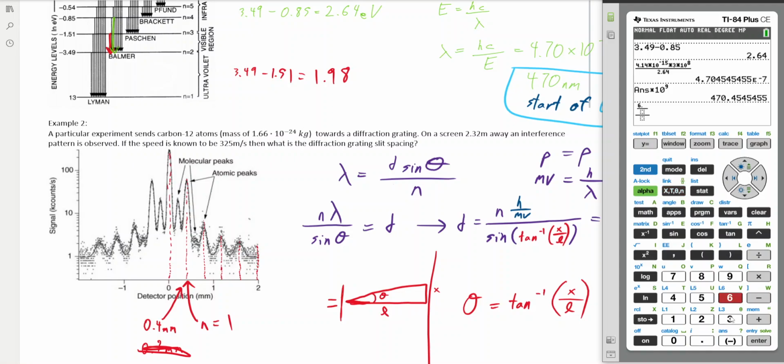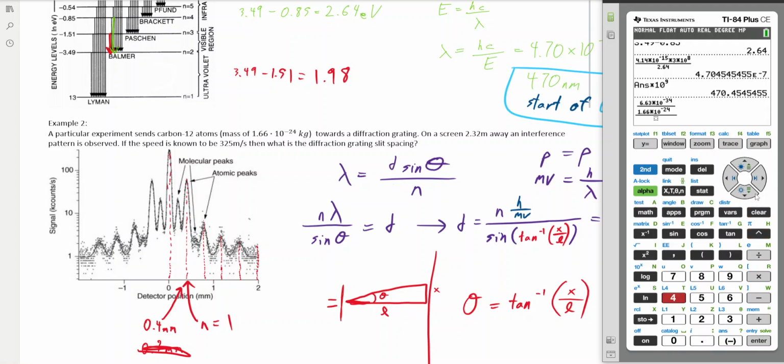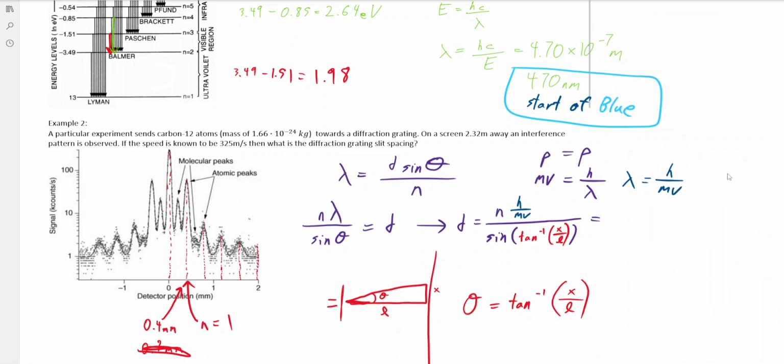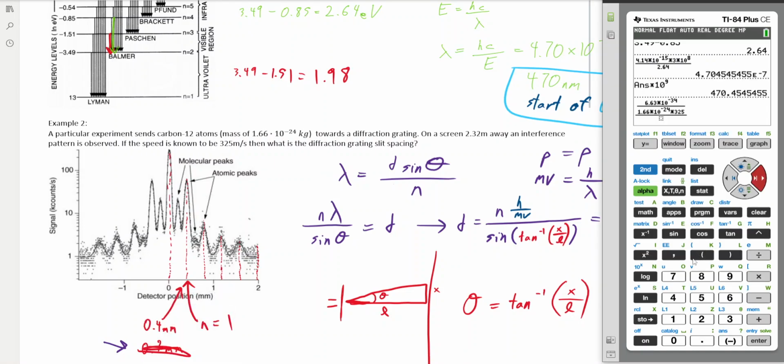h, which is 6.63 times 10 to the exponent -34, over m, which is 1.66 times 10 to the exponent -24, times v, which is 325. Yeah, I think the number will be slightly different. I think when I made the question, I used 3 millimeters, but that's okay. That's fine. We'll get a slightly different answer.